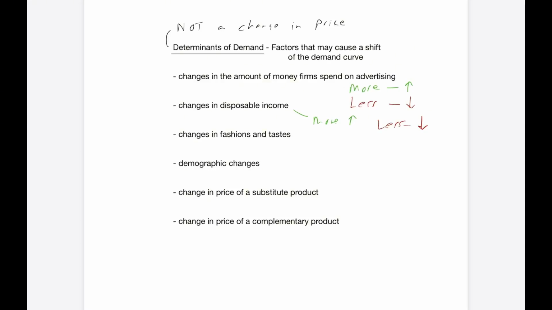Another demographic change is the fact that families are having fewer children. The number of children per household is decreasing in many countries around the world. So then the demand for baby products, for prams, pushchairs, baby clothes, children's books is going to decrease as a result.